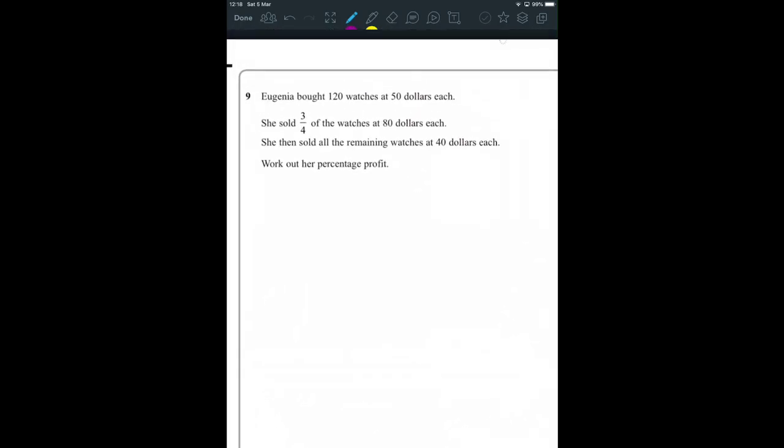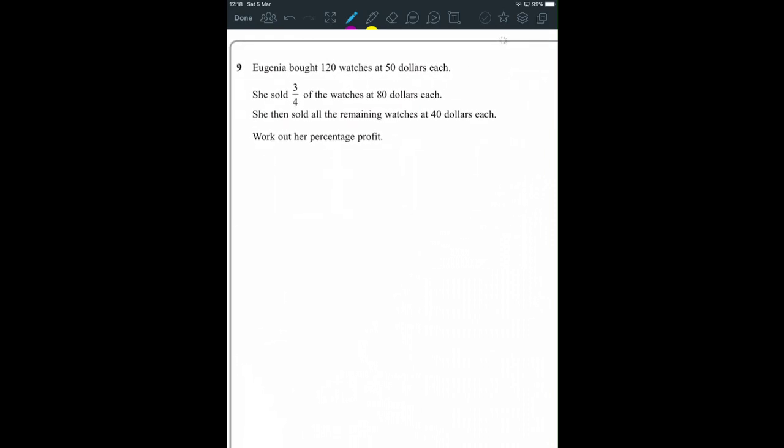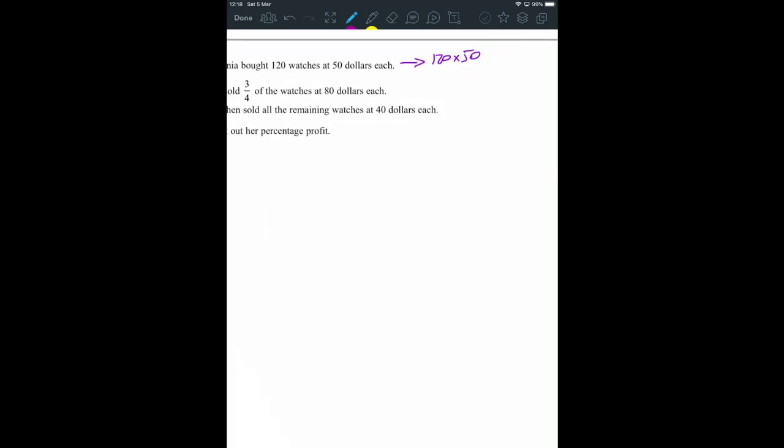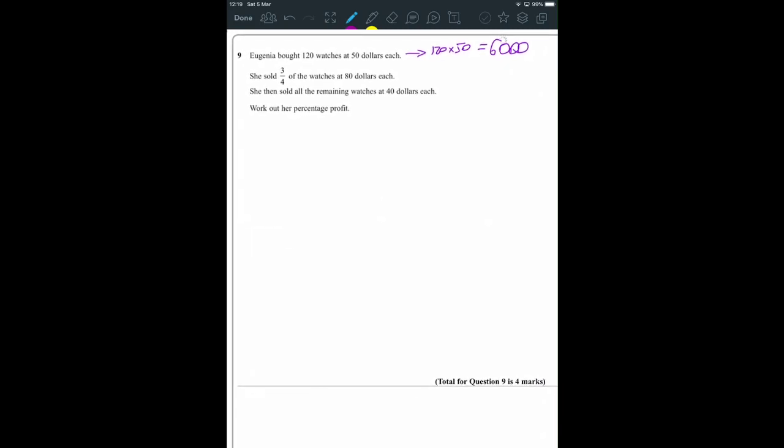Question 8. A fraction problem by the look of it. We've bought 120 watches at $50 each. I'm not going to even read the rest. I'm going to glance down at what I want to find at the end. I want the percentage profit. So just from that first sentence, I know I'm probably going to need the cost of all of these watches. So 120 multiplied by 50, we spent 6,000 on these watches. That's going to be essential to finding the profit in a second.